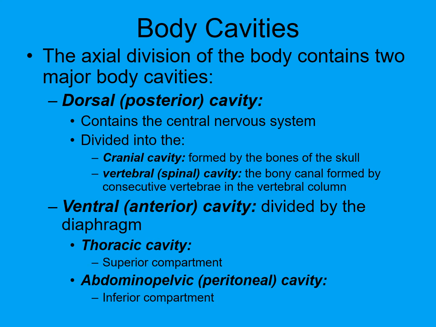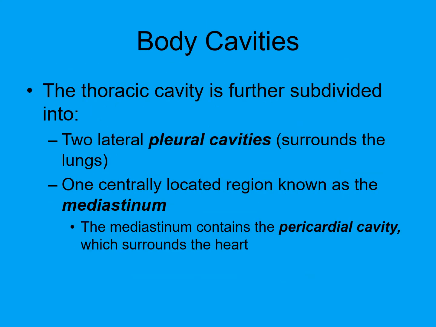The ventral cavity is larger. It does have a division. The upper or superior portion is known as the thoracic cavity, and then the lower or inferior component is known as your abdominal pelvic cavity, sometimes known as the peritoneal cavity. And the division between these two is the diaphragm. That is what separates the two.